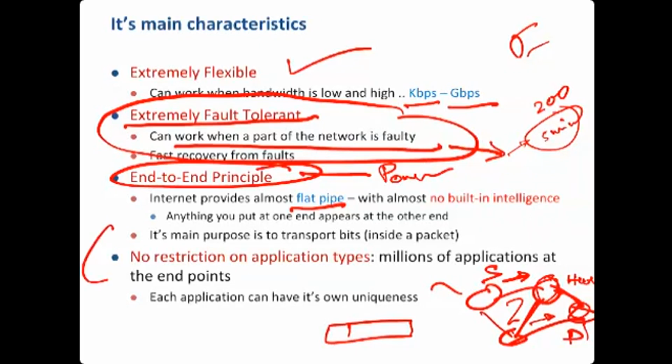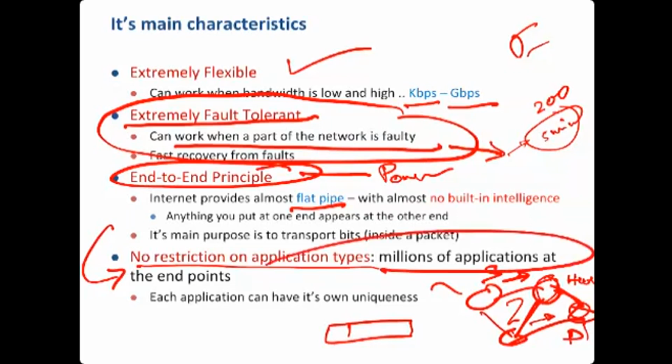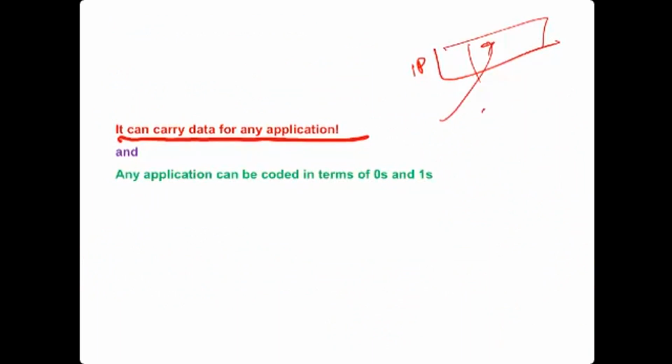As a result, there's no restriction on application type, so now there are millions of applications. The internet, or IP packet, can carry data for any application, and any application can be coded in terms of zeros and ones, which are filled into this packet. As long as two applications at the ends are the same and can interpret the data according to the rules of that application, the syntax and semantics that are well defined, you can design any number of applications.